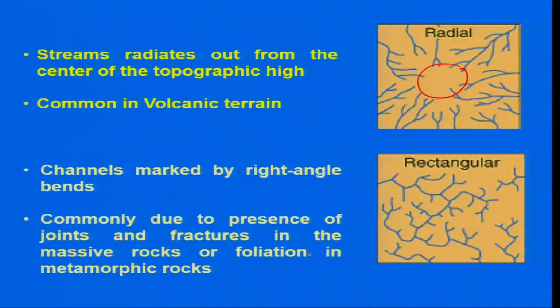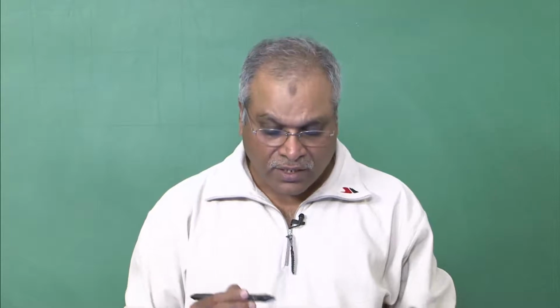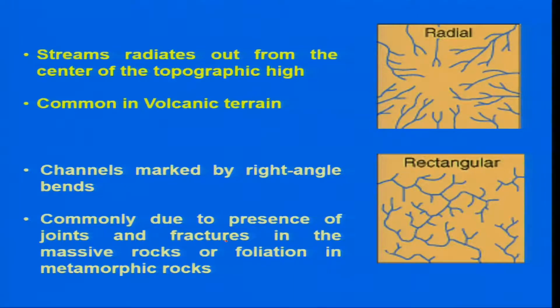Now, these patterns which we are trying to understand can also help us understand the pattern of runoff in that particular region. If you have massive rocks in the subsurface, then you will have very quick runoff, so high runoff will be there. And if you have rectangular drainages, the possibilities are high that the area has fractures or joints, so the percolation will be comparatively faster.